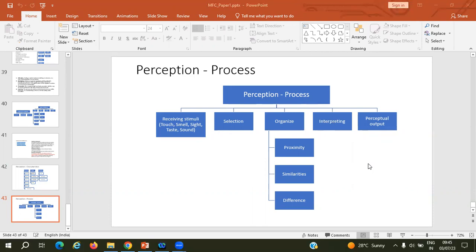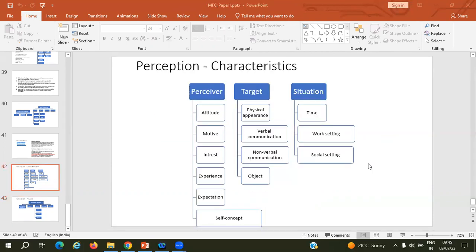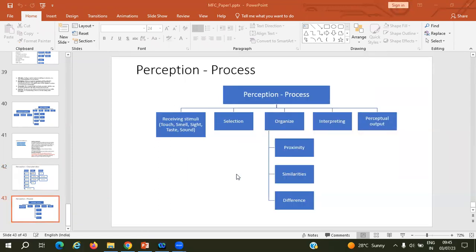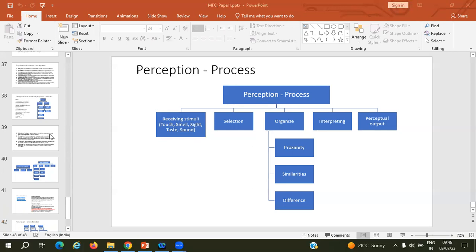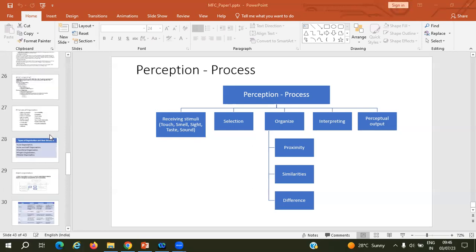You understood these steps. What are the different characteristics and process behind the perception? Then let me go through your syllabus.